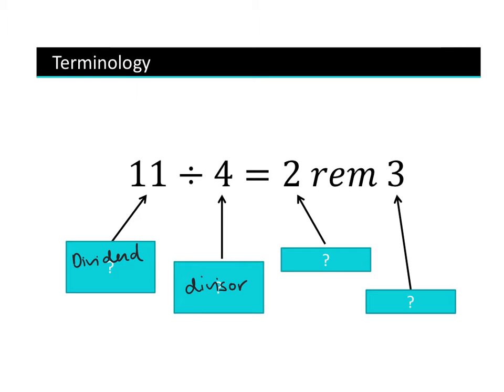Then the number 2 is what we call the quotient. And then number 3 is called our remainder. As you can see here, it says rem, okay? So we have a remainder. You will hear me say the words remainder and quotient quite often in the next few slides.